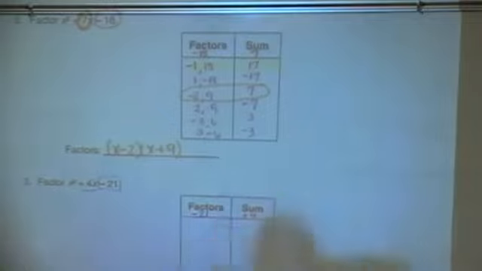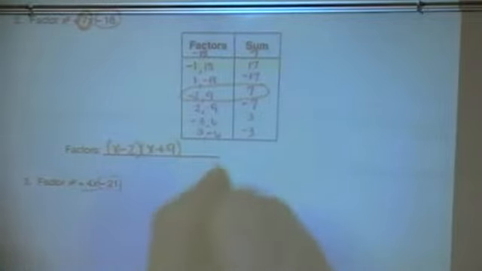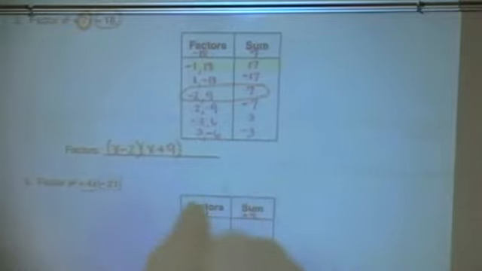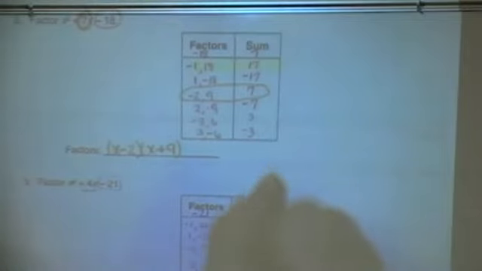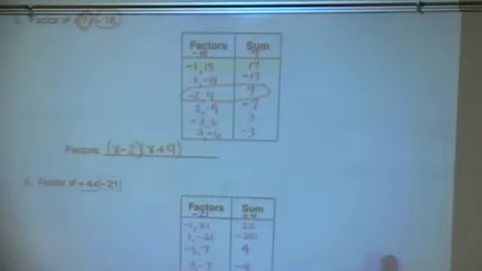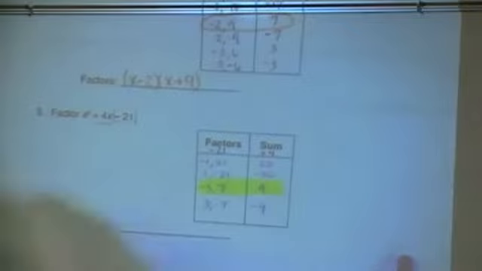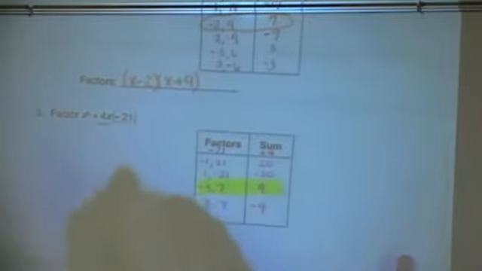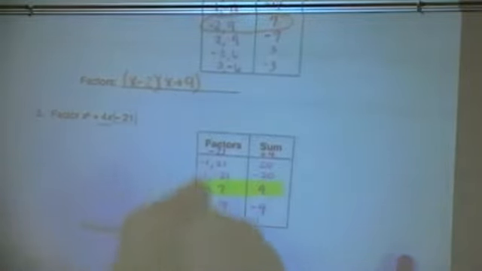Okay, so I go through factors of 21. Let's see, it could be negative 1 and 21 or 1 and negative 21. It could be negative 3 and 7 or 3 and negative 7. And that's all the factors of 21. So when I sum them, alright, I need the one that gives me positive 4. So that is this set. So I write them in parentheses as x minus 3, x plus 7.